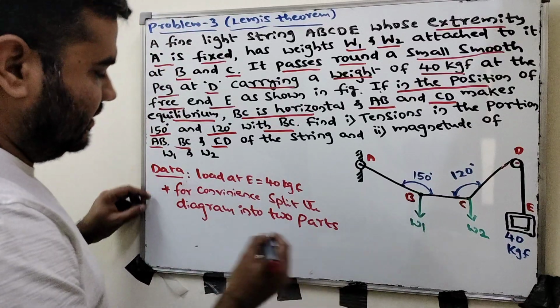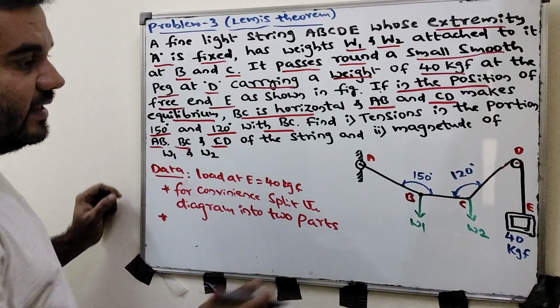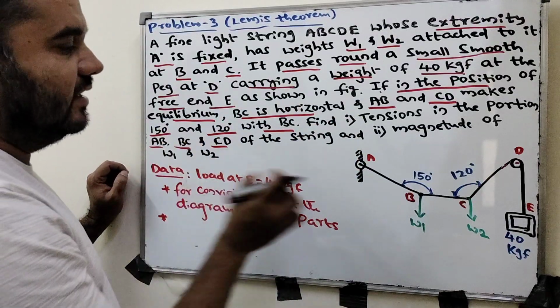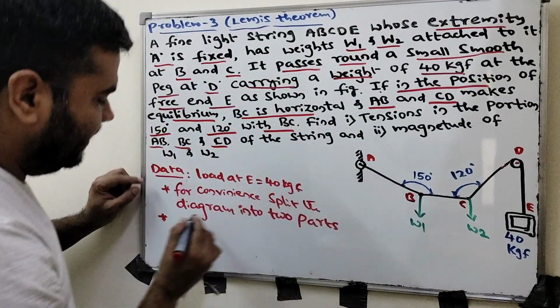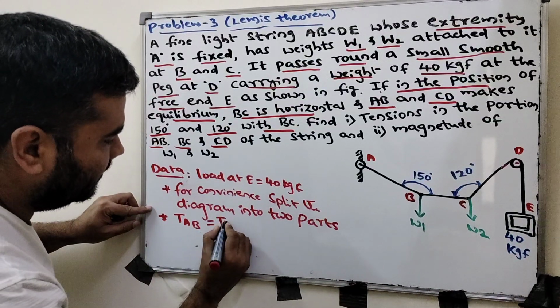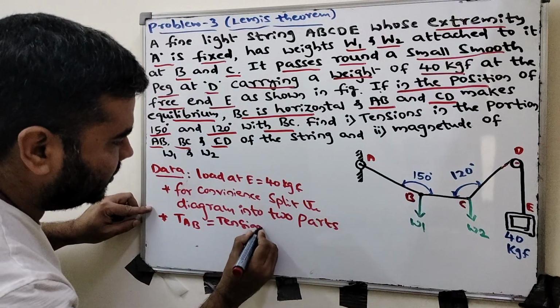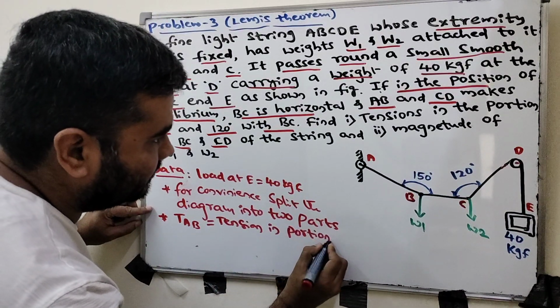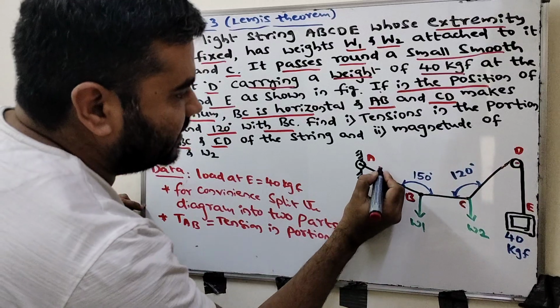Next point: he is asking for the tensions in the portions AB, BC and CD. We will write T of AB equal to tension in portion AB. Just we'll give some notation. This is T of AB.